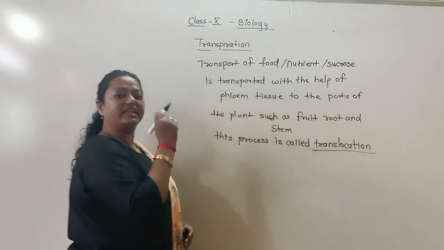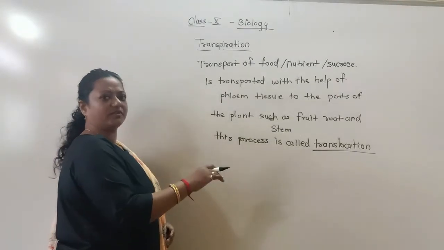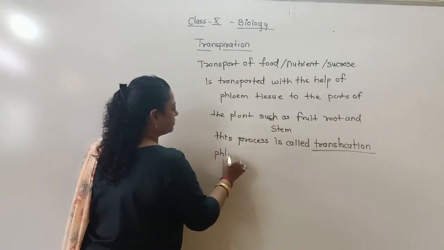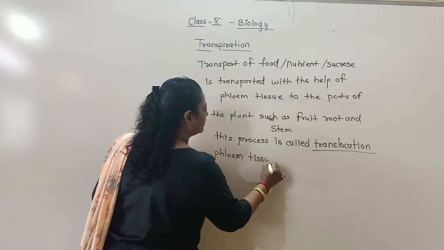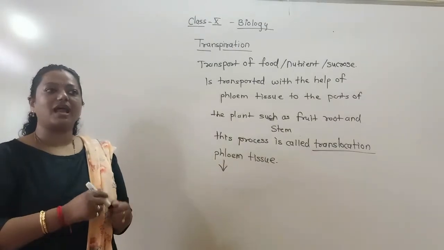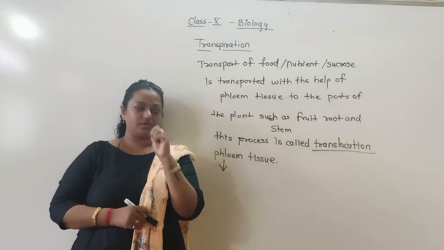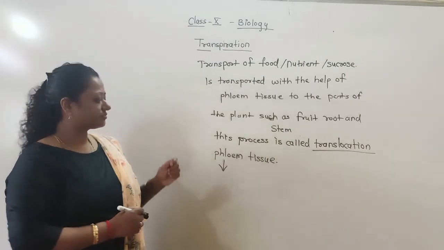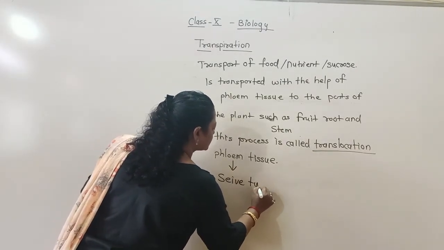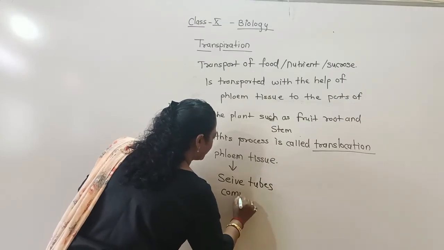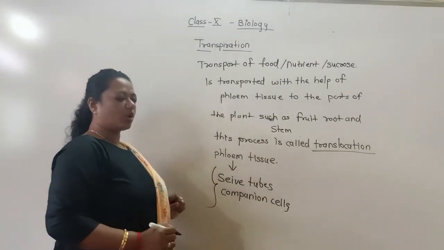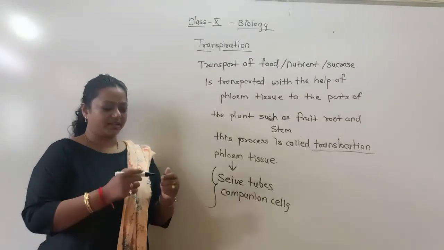Transport of food from the leaves to the other parts of the plant body, or wherever it is necessary, that is called as what? Translocation process, which is done by the phloem tissue. Now what are the components of the phloem tissue, students? Which two components are necessary for the phloem tissue to carry the food? That is sieve tubes and companion cells. These two are the major components of the phloem tissue through which the food is getting transported.